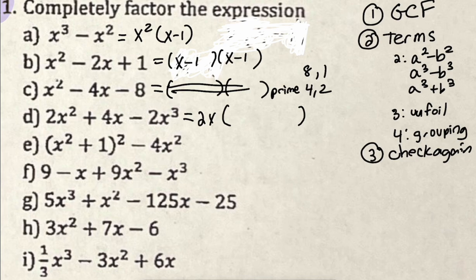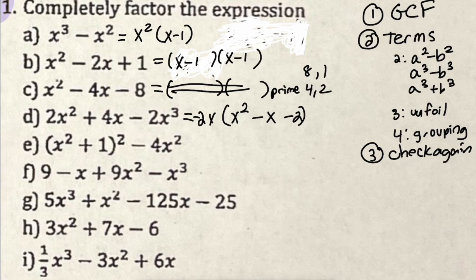So our highest power was, actually, I'm going to take out a negative. Now, I don't do that often, but I take out a negative when my highest powered term, the x cubed, is negative. It does help the whole process. So let's take a negative 2x out of everything. Then we're left with x squared minus x minus 2.